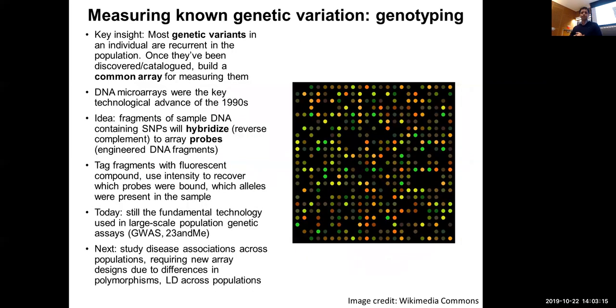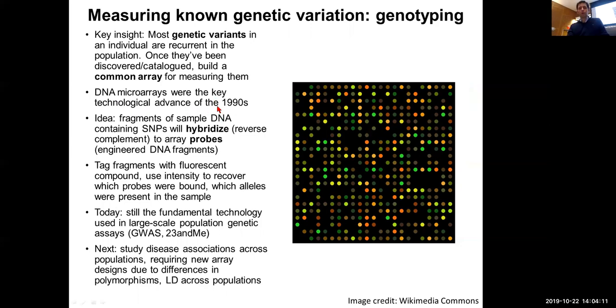Everybody with me? Great. So once we have sequenced and identified and called what are true mutations and polymorphisms versus statistical noise, you can then ask, where are these variants in millions of individuals? Sequencing individuals is expensive, genotyping is super cheap. Because most genetic variants in an individual are recurrent in the population, once they've been discovered and cataloged, it's very easy to build a microarray that has two different spots, one with the common allele or the risk allele, one with the protective allele, the reference allele or the alternate allele, one with each allele, and then take a blood sample from a person, run it on the array, and see which spot lights up better. Who's with me so far? Awesome. So that's super, super cheap.